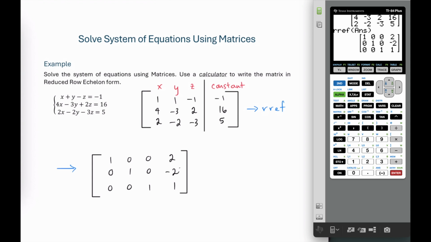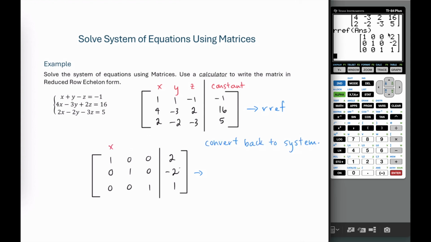Although the calculator doesn't display it, this is an augmented matrix. And again, once we have our matrix in reduced row echelon form, this is when we want to convert back to a system of equations. Remember, this is our x column, our y column, our z column, and our constant column. So the first row translates to 1 being the coefficient on x, 0 is the coefficient on y, 0 is the coefficient on z, and then we're equal to 2 from the first row.